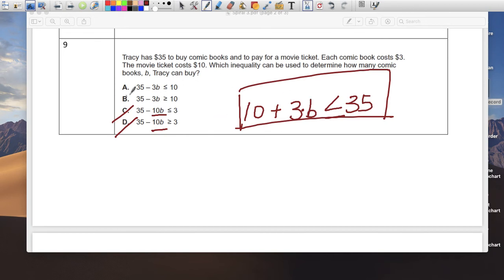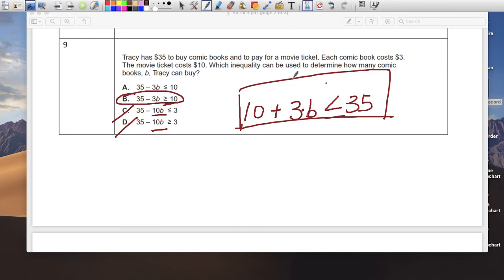First of all, the top one says $35 minus all the comic books has to be less or equal to $10. Well, that's not true. No, $35 minus all the comic books has to be greater or equal to 10 because she needs at least $10 left over to be able to buy the movie ticket. So that's your only answer that works in this.